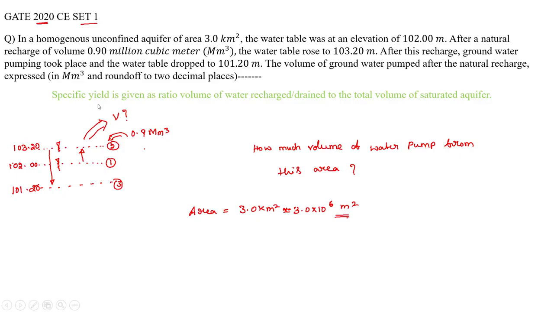So I have given a hint also. Specific yield is given as the ratio of the volume of water recharged or drained to the total volume of the saturated aquifer. This is a 2 marks question, and it contains two steps. One is the calculation of specific yield, SY. By using that specific yield, we can calculate the groundwater pumped from it. So how will we do this?